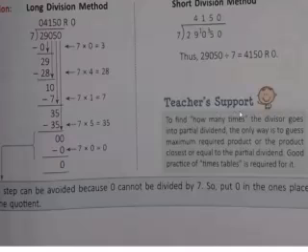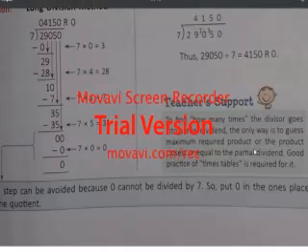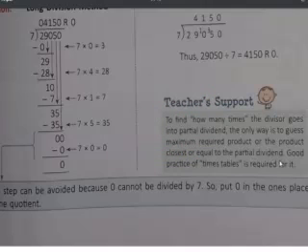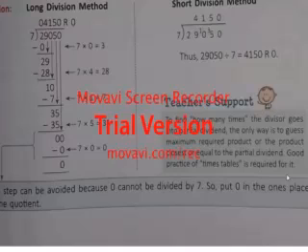Here, if you see, to find how many times the divisor goes into the partial dividend, the only way is to guess the maximum required product, or the product closest to or equal to the partial dividend. Good practice of times tables is required for it. Practice of tables means 2 1 za, 3 1 za, 4 1 za, 5 1 za, up to 21 za, it is required.